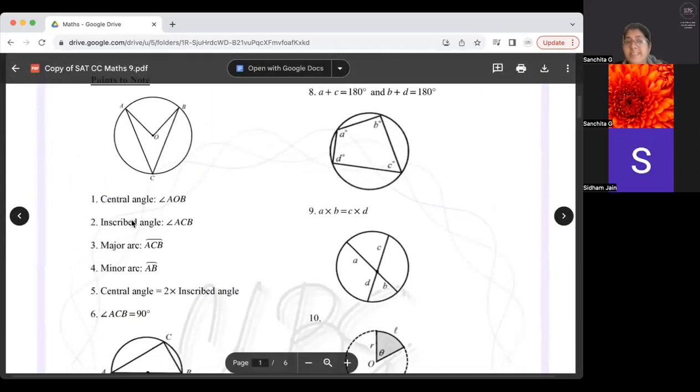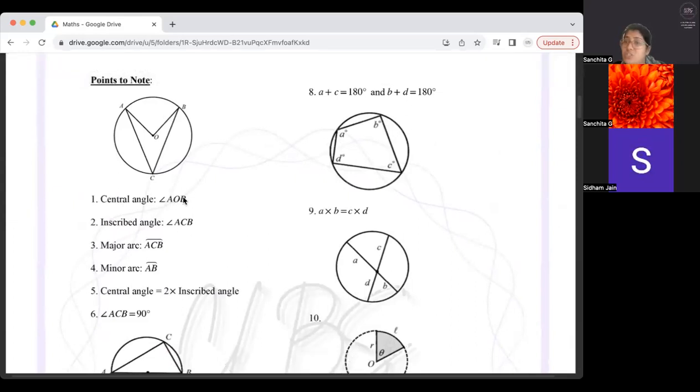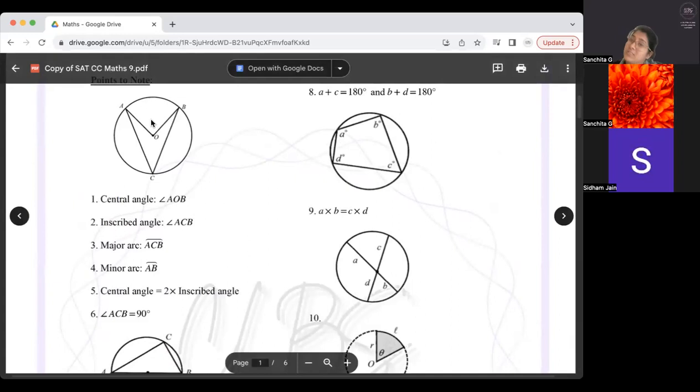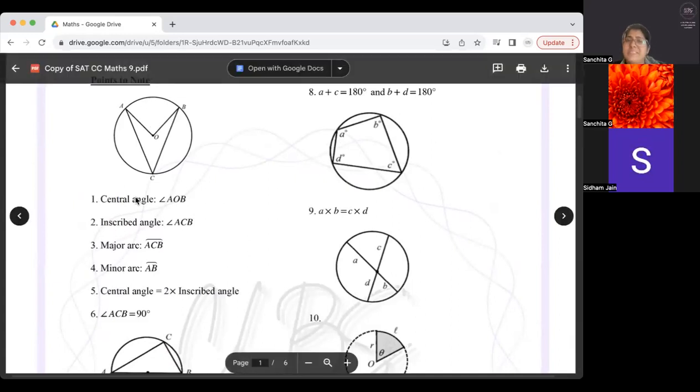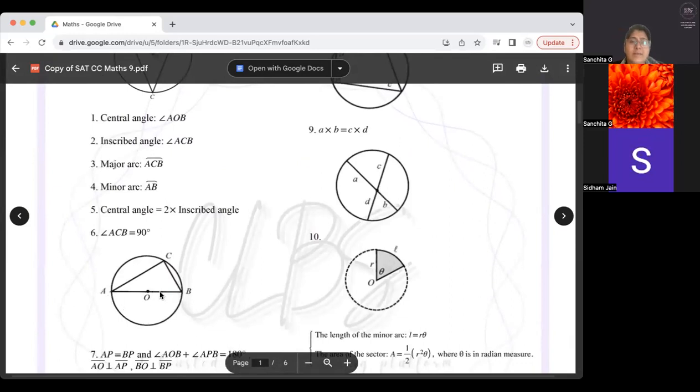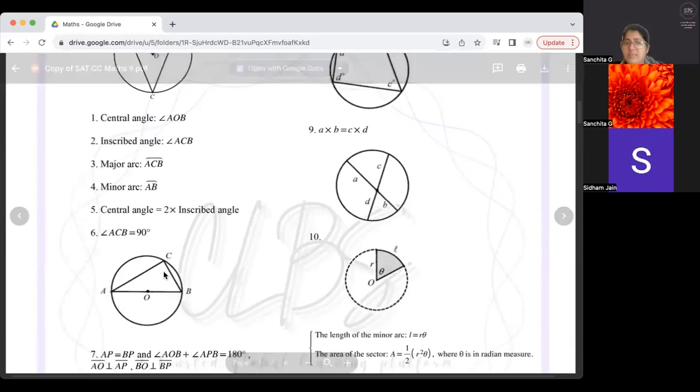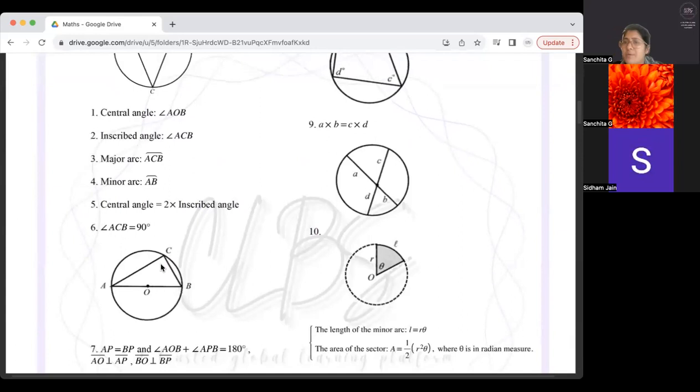What all we covered? Central angle, inscribed angle. What is the relationship between central and inscribed? Inscribed is x, so central is double of that. Remember. Then major arc, minor arc, pizza slice. The major portion is a major arc, minor is a smaller portion. And if one side is a diameter, then the triangle becomes a right angle triangle.